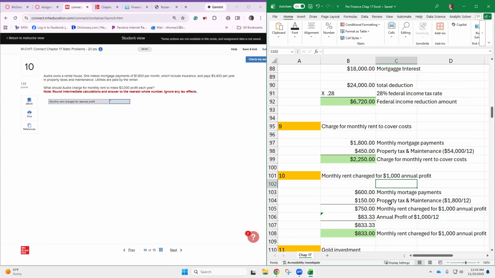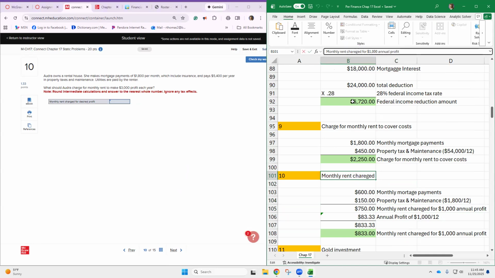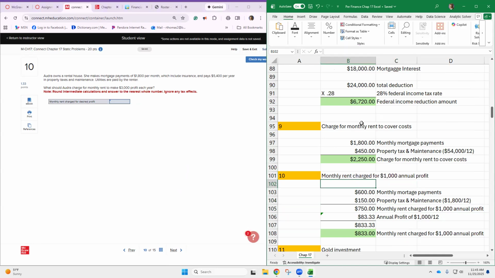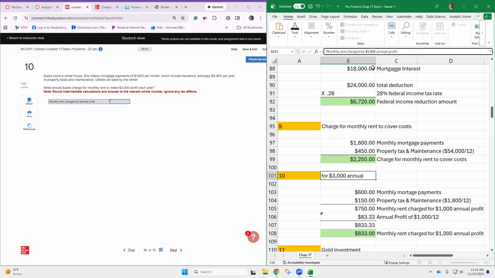I misspelled something and it just doesn't look right. There we go. Okay. Monthly rent charged for how much of a profit? Annual profit. She wants a $3,000 profit. Okay. So let me change this to $3,000.